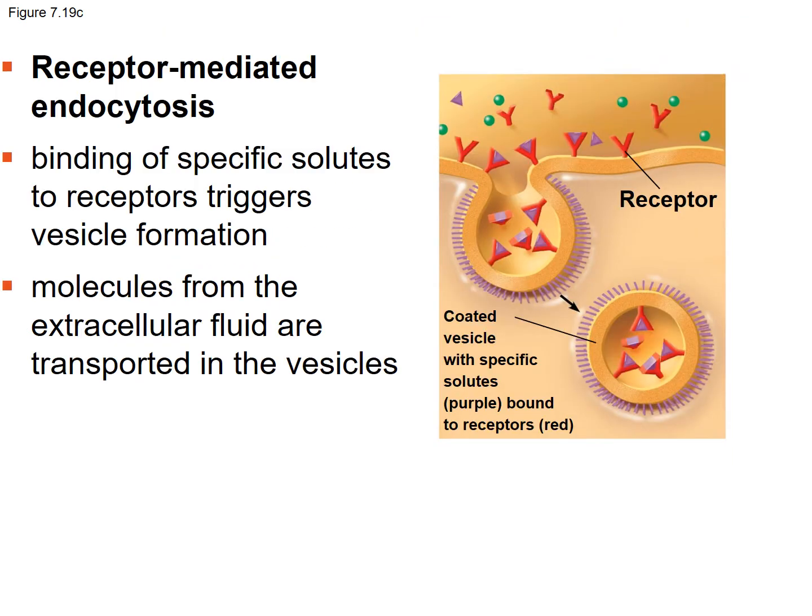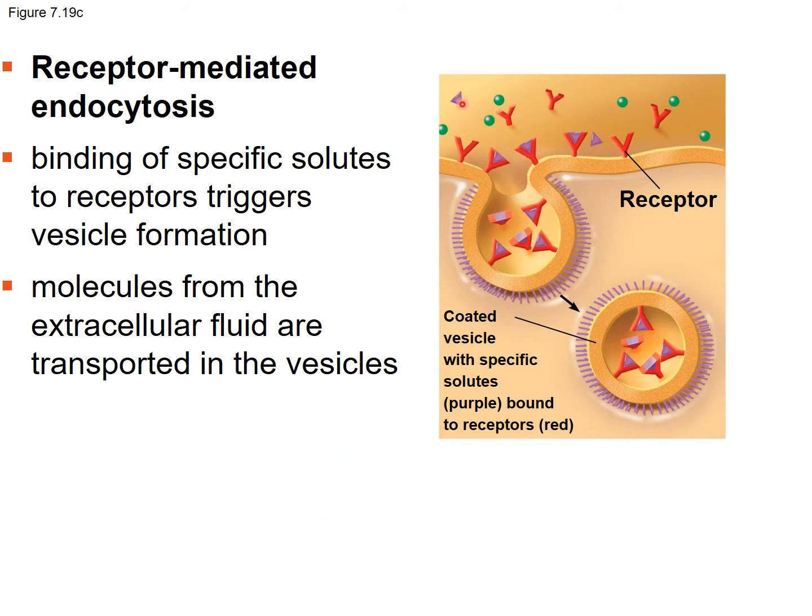Receptor-mediated endocytosis is very similar to pinocytosis, except a receptor is required. So here we've got this little red receptor that looks like it's shaped like a Y. So it has a special shape. So the only thing that can bind to it is whatever fits in that little V part right there. So these little purple triangles fit in that. So those are what's called the ligand. Ligands are just molecules that bind to receptors.